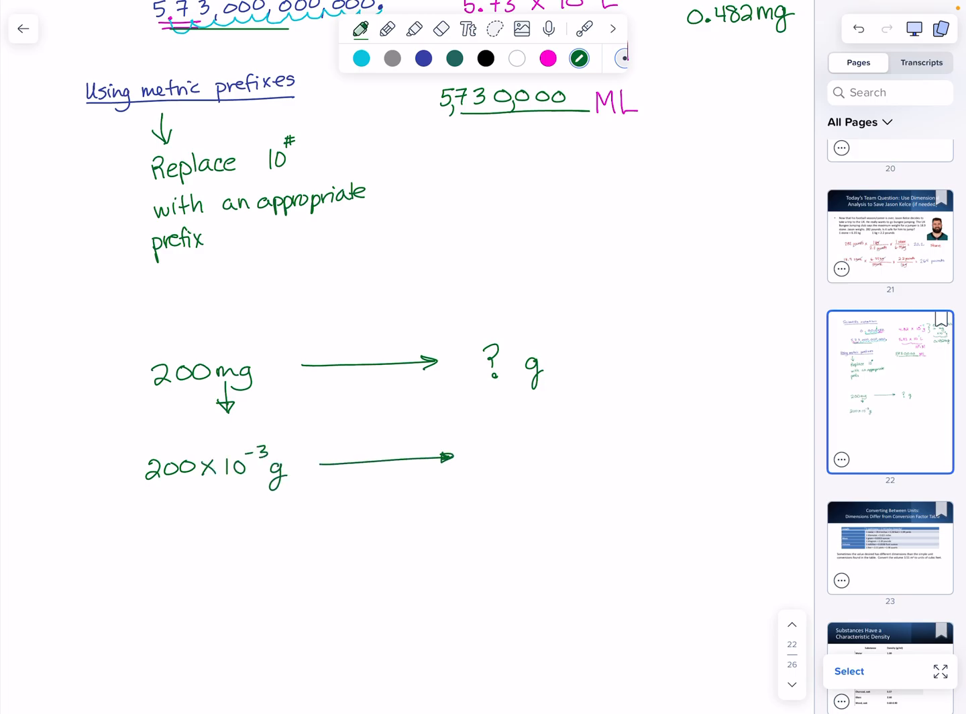We want to write it just as a number all the way out, okay? So it's a negative exponent, so that means it's a small number, so that means we're going to be moving the decimal point this way. So if we do that, if we've got 200 and we're moving 1, 2, 3, it's going to be 0.2 grams.